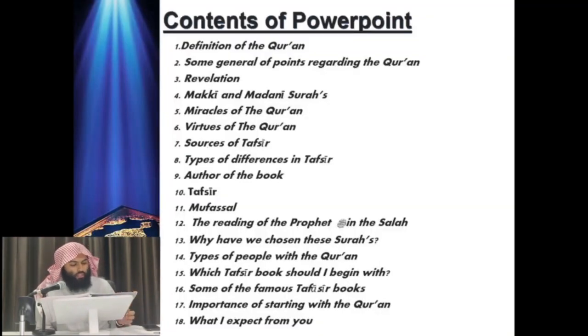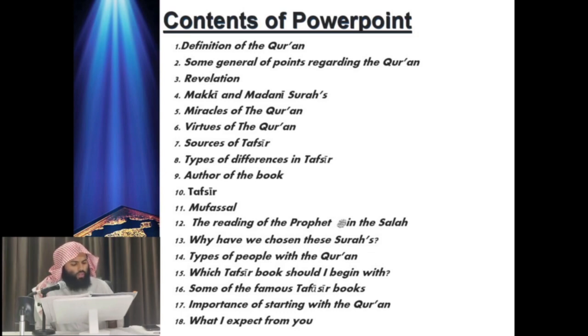The next slide shows the contents of the presentation. You can see there are 18 points that we will go through. The definition of the Quran, some general points regarding the Quran, revelation, Makki and Madani surahs, miracles of the Quran, virtues of the Quran, the sources of tafsir, meaning if somebody wants to do tafsir, what are the sources? Not the books, not Tafsīr Ibn Kathir and so on. Originally, where did Imam Ibn Kathir get the tafsir from? Where did Imam Al-Tabari get his tafsir from? Those sources. And then the types of differences in tafsir.